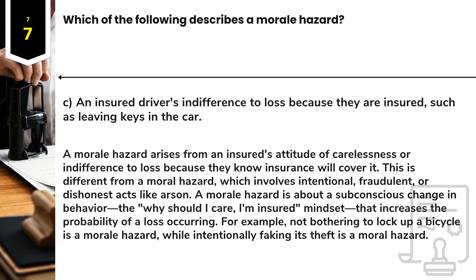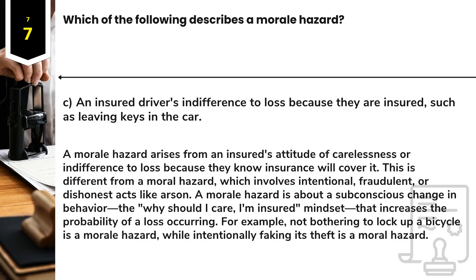Answer: C. An insured driver's indifference to loss because they are insured, such as leaving keys in the car. A morale hazard arises from an insured's attitude of carelessness or indifference to loss because they know insurance will cover it. This is different from a moral hazard, which involves intentional, fraudulent, or dishonest acts like arson. A morale hazard is about a subconscious change in behavior, the "why should I care, I'm insured" mindset, that increases the probability of a loss occurring.